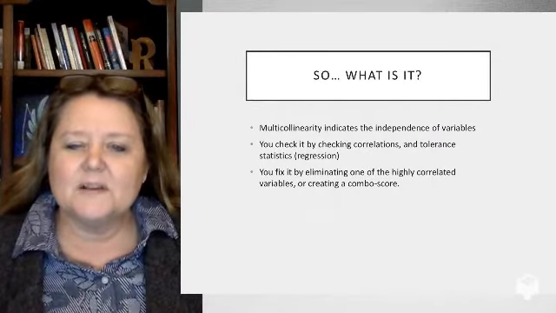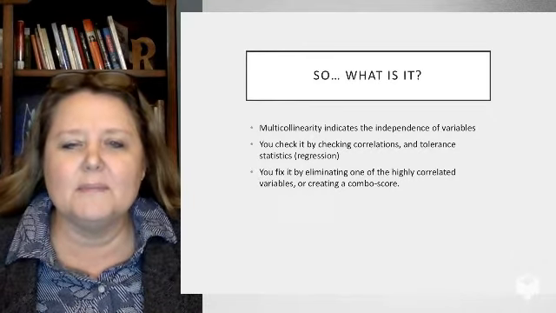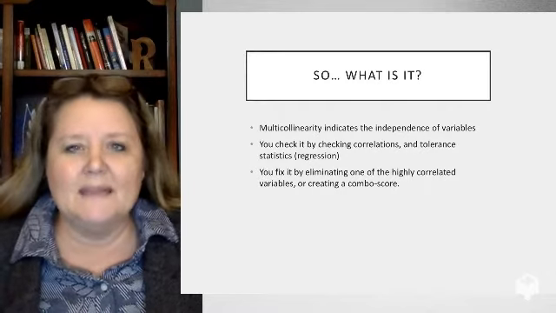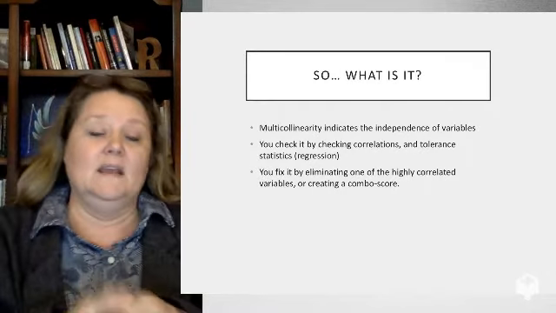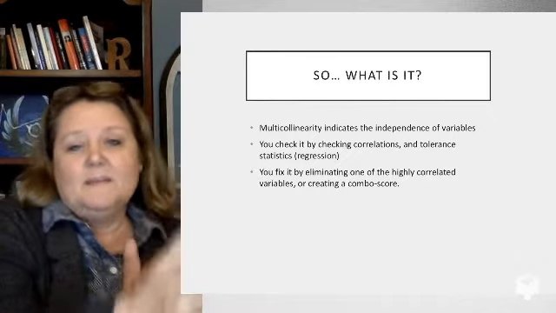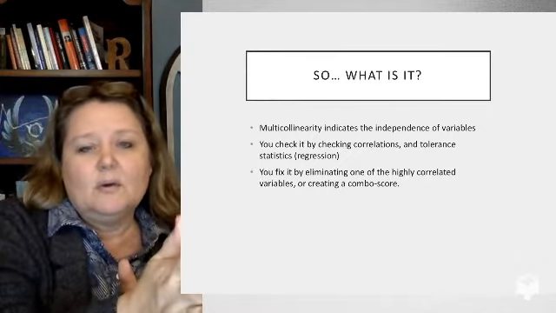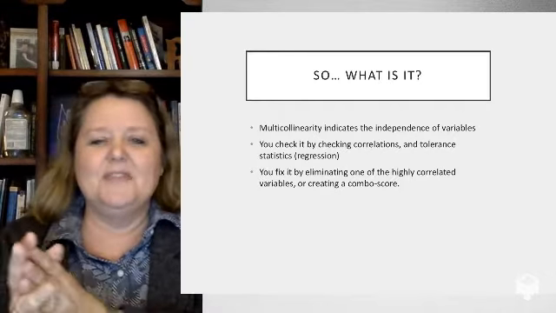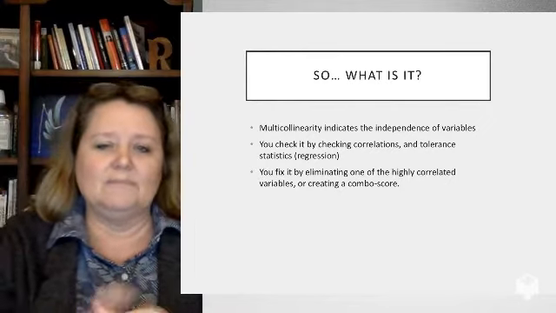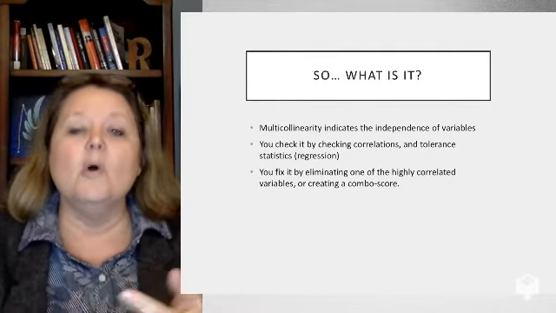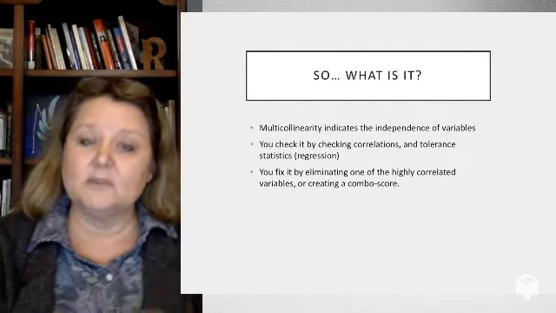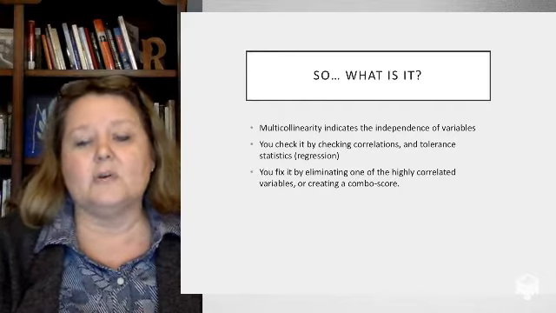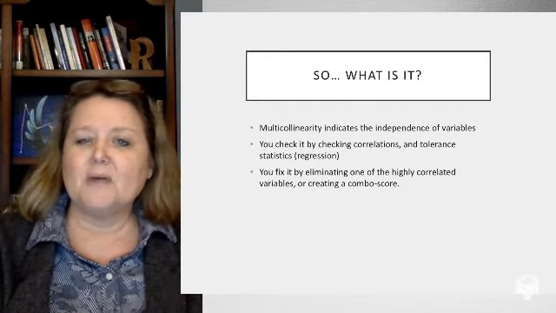Okay, so as we close out this short lecture on multicollinearity, remember, what is it? It is a way of measuring and examining that you have independence of variables, particularly multiple continuous variables, all on the independent variable side, which shouldn't be too highly correlated, or if you have multiple dependent variables, those shouldn't be too highly correlated with each other. You can check it by checking correlations or checking tolerance statistics if you're doing a regression. And then you fix it by either eliminating one of the highly correlated variables or creating some kind of combination score. So, okay, that's all you need to know.